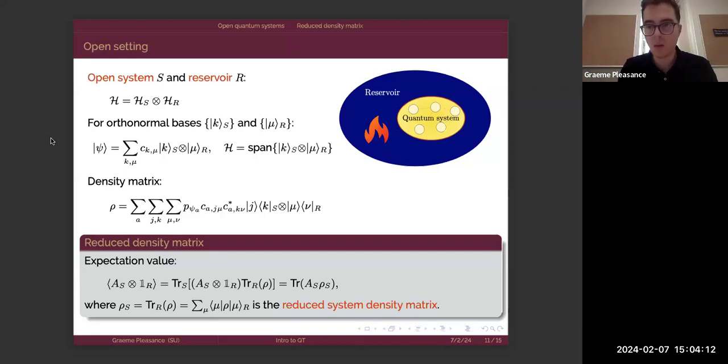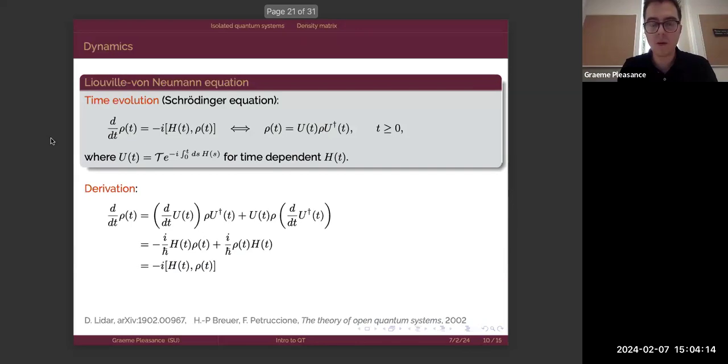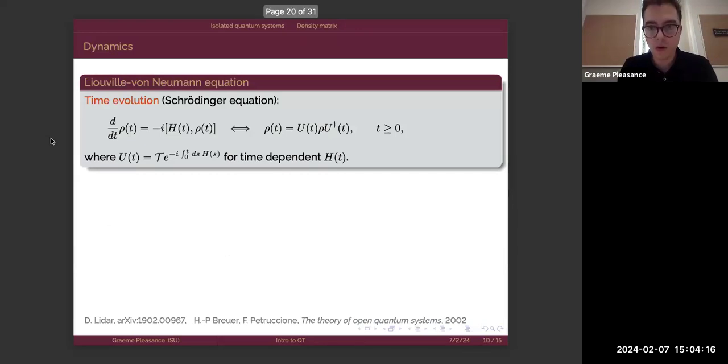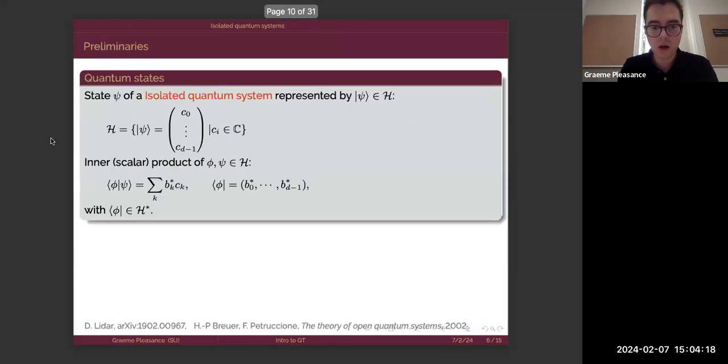I apologize if it was a bit brief today, but I can point you to some other sources. In particular, at the bottom of this slide there are lecture notes on open quantum systems by Daniel Lidar, which you can access through this archive link. There's also the book that I recommend, by Heinz-Peter Breuer and Francesco Petruccioni, on the theory of open quantum systems. Hopefully that also answers your question.